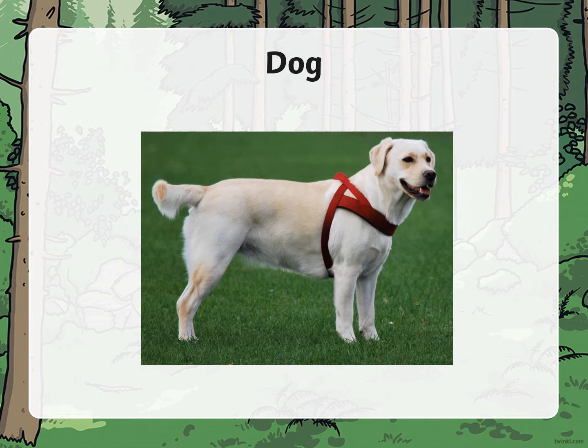So guys, how is a dog different from us? Well, first of all, the dog has 4 legs, doesn't it? It's got 4 legs, okay? We only have 2, okay? But it's got 4 legs. What else does a dog have that's different?